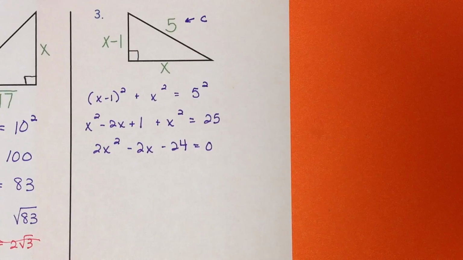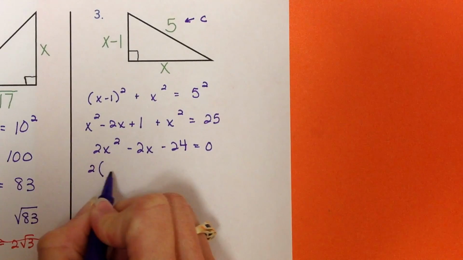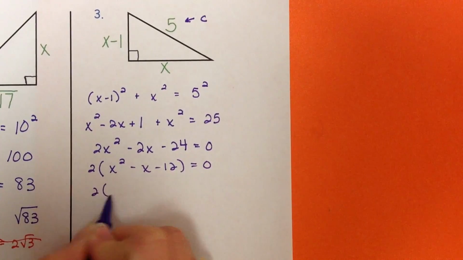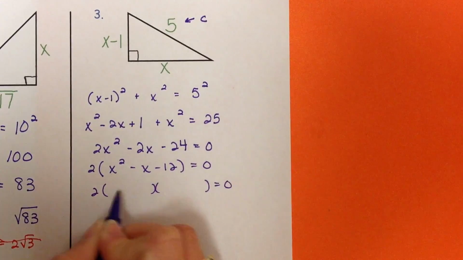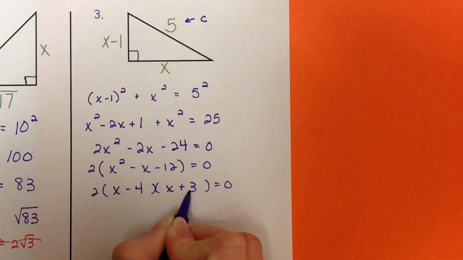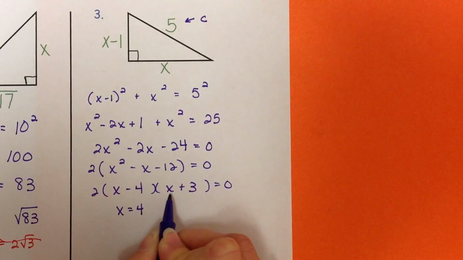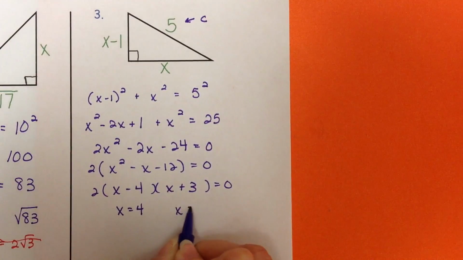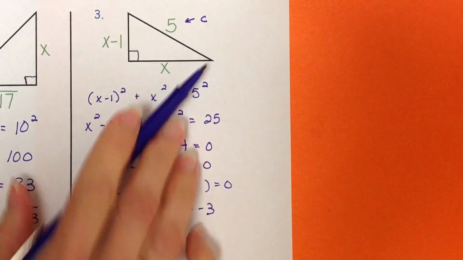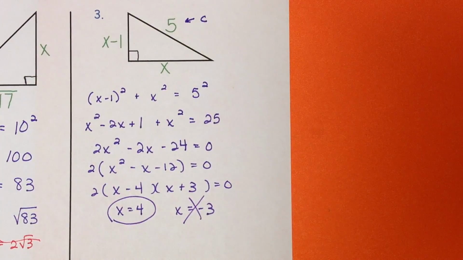If it doesn't factor, you can always use your quadratic formula. I'm going to factor out a common factor of 2 first. And then the trinomial that I'm left with will factor. And that would factor as x minus 4 and x plus 3. So if you solve x minus 4 equals 0, you get positive 4. x plus 3 equals 0 would give you x equal negative 3. Now x does represent the length of the bottom of this right triangle, so actually your answer is just the 4, because you can't have a length that's negative.